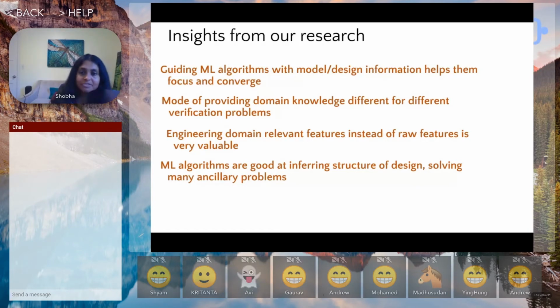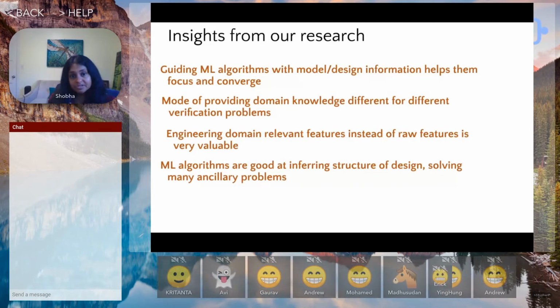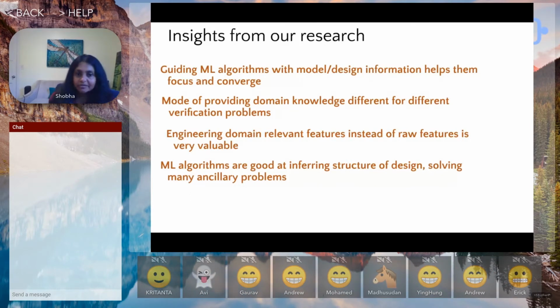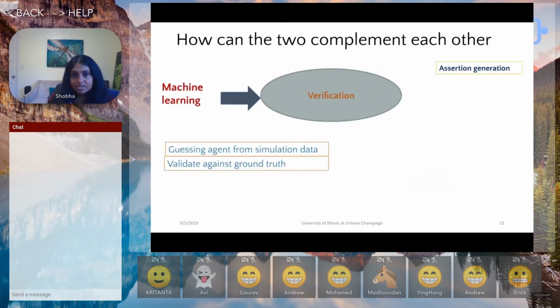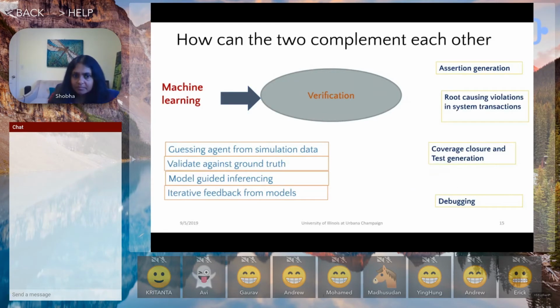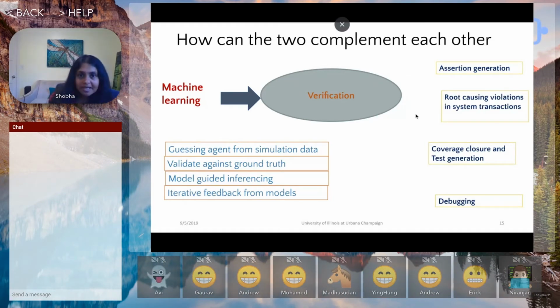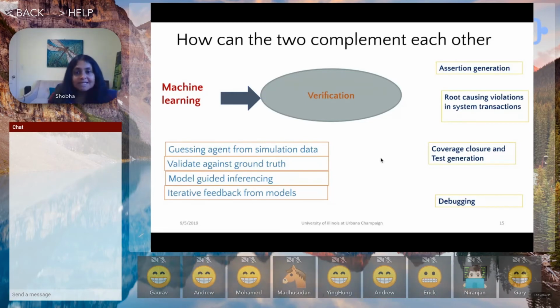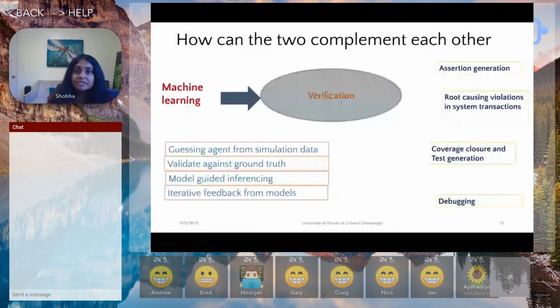And we find that in almost every case, the ML algorithms are good at inferring the structure of the design and solving ancillary problems that we had not anticipated going into this question. So the ways in which we have made ML interact with verification are we use ML as a guessing agent from simulation data, and then we use some kind of an oracle to validate against ground truth. Sometimes we have done this kind of iterative feedback from the model to the ML algorithm, to the guessing agent, and then done model guided inferencing. And so in each case, we've actually gone a different route to make these two work in tandem.